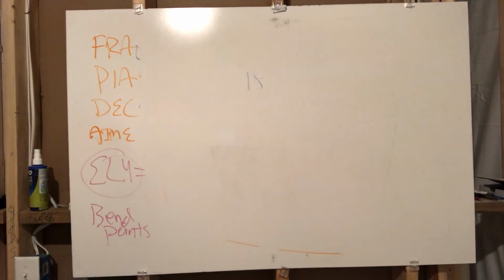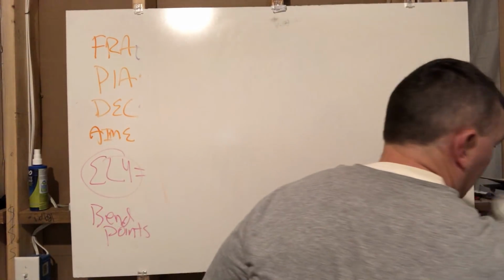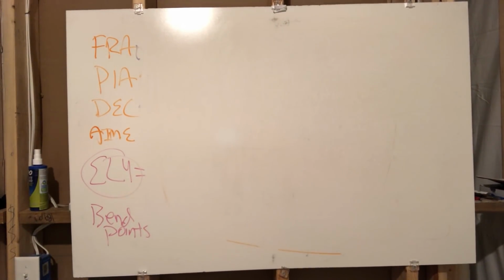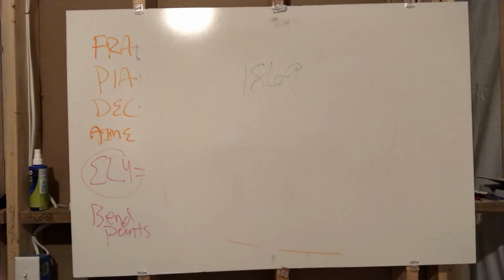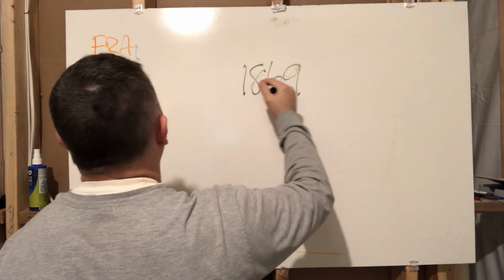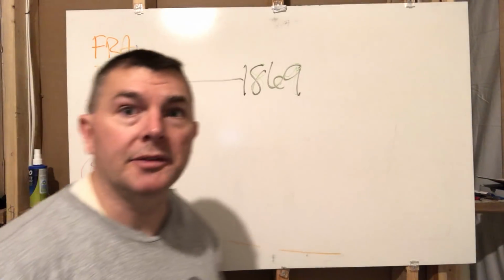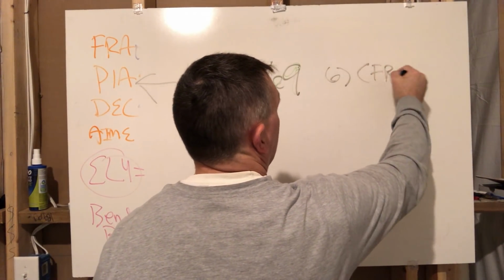So what we do in this regard, we say 1869 is my PIA. That means I get that each and every month when I hit 67 years old. For me, if I take it at 67, that's my full retirement age.